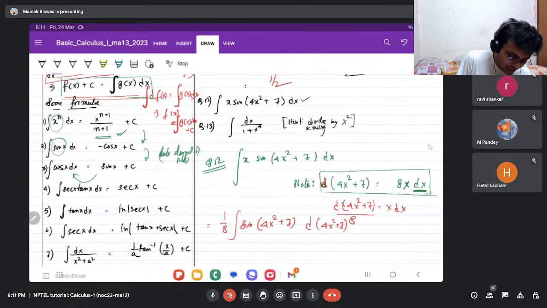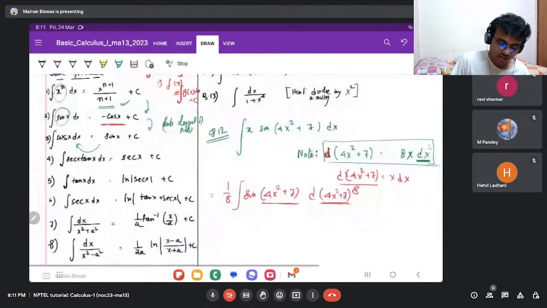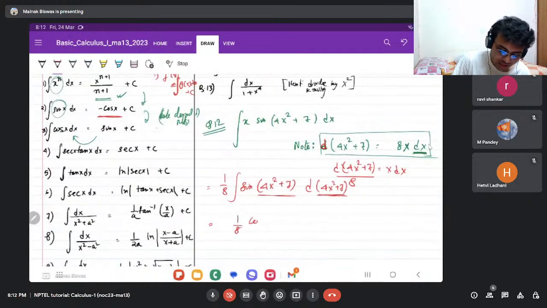See, the integration of sin x is minus cos x. I am trying to match these two so that they match totally, and now I can put 1 by 8 minus cos of (4x square plus 7) plus c. Agreed?